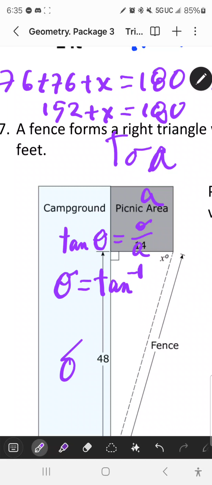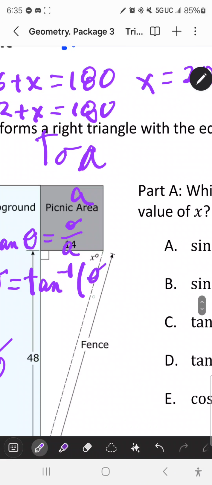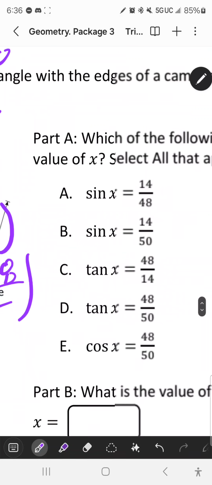or sine -1, because sine -1 is all, like they all have an opposite property, like an opposite equation. So tangent -1 of opposite over adjacent. So in this case, it will be tangent -1. The opposite is 48. So 48. Adjacent is 14. So over 14.